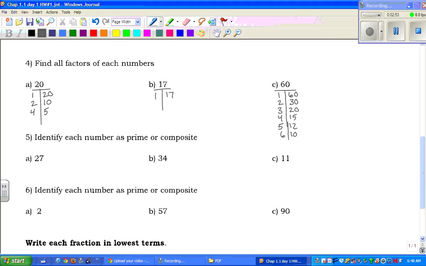Okay. Now, just a vocabulary review. We have the words, you're going to see them below, prime and composite. Okay. Now, a composite number has many factors. So when you're looking at these, those guys have tons of factors. That means it's a composite number. If the only factors are 1 and the number, it's a prime number.